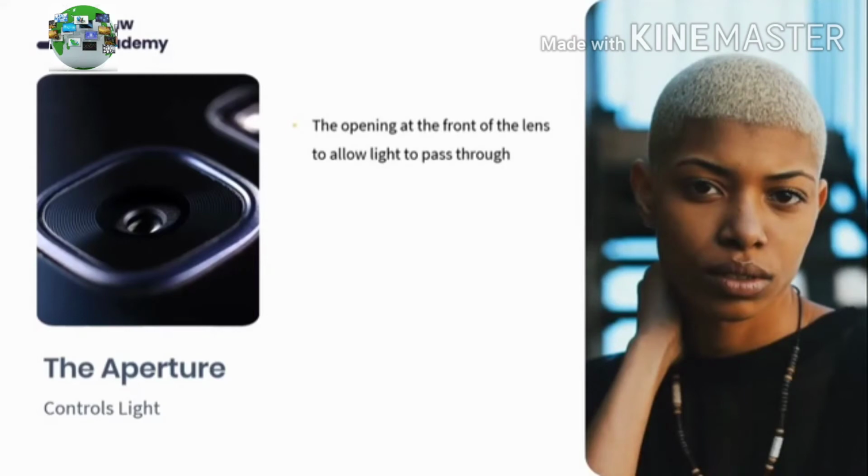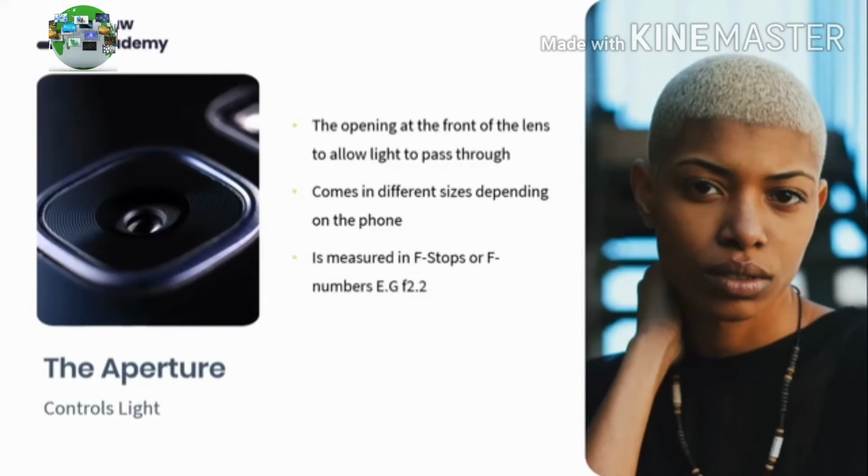So it's actually in the lens. It allows light to pass through and reach the image sensor. It comes in different sizes depending on the phone and is measured in f-stops or f-numbers, for example, f2.2, f2.4 and so on, which are probably the most common f-stops when it comes to our phones. And it also controls depth of field.